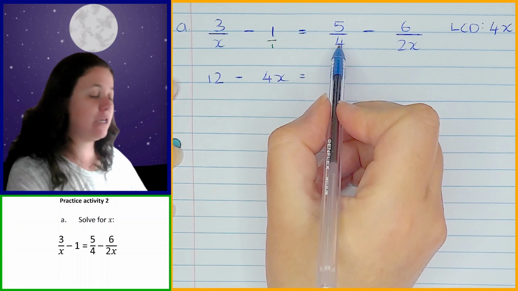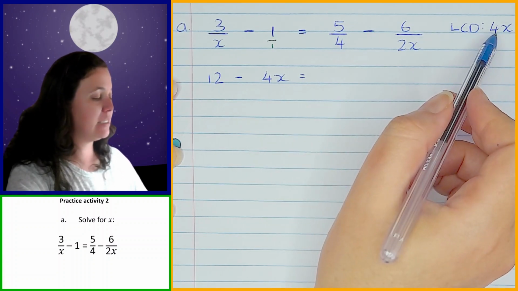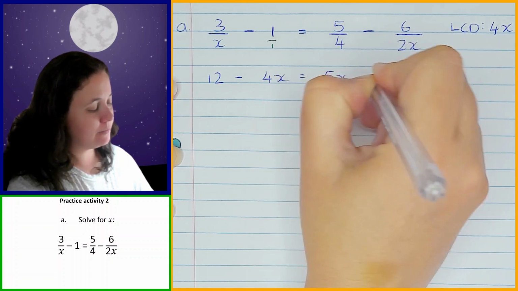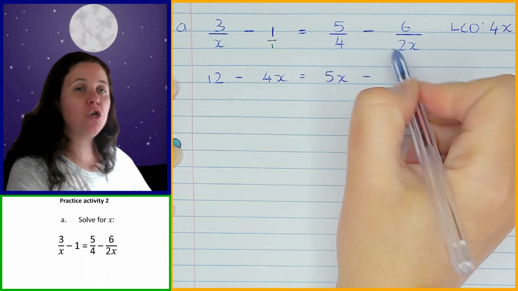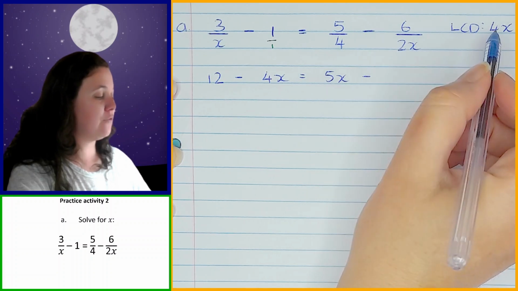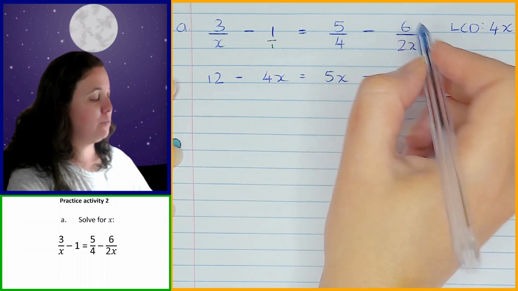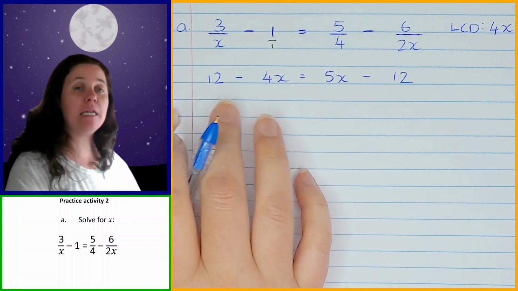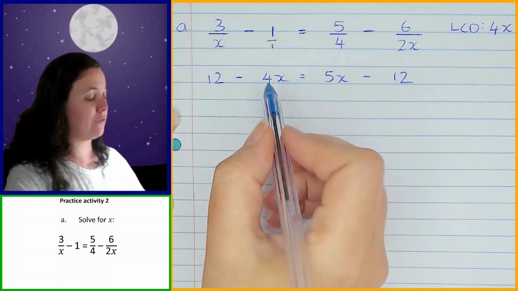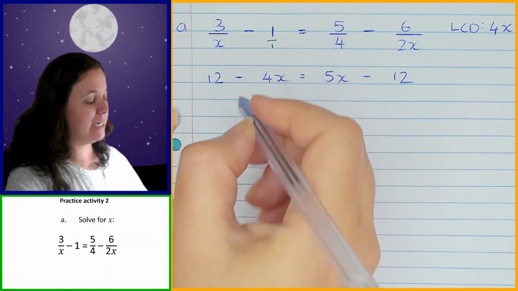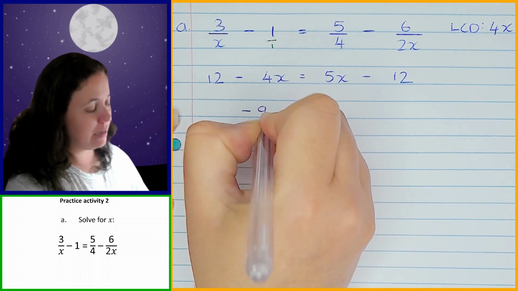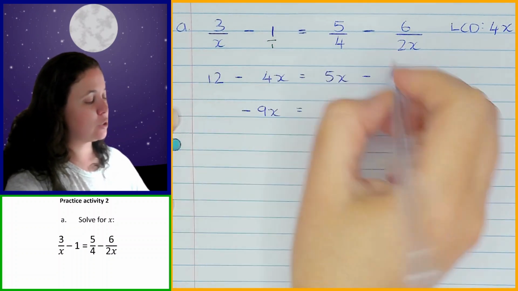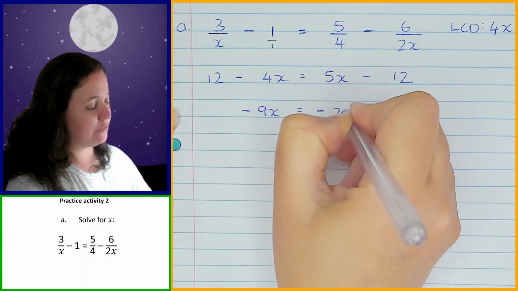Over here, I need to multiply the 4 by x to get 4x. So I'm going to times the top by x, and that gives me 5x minus the 2x. I need to multiply by 2 to get 4x. So I'm going to multiply the top by 2, and that gives me minus 12. Okay, now we're going to solve for x. So I've got negative 4x, and then minus 5x is minus 9x equals negative 12 minus 12 is negative 24.